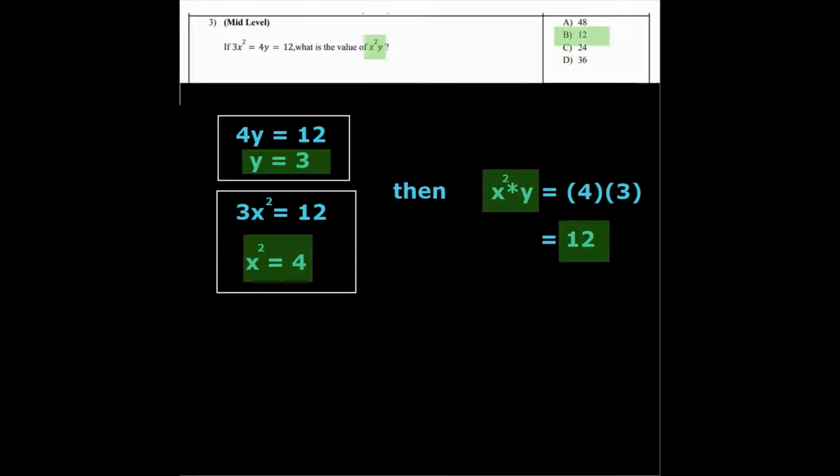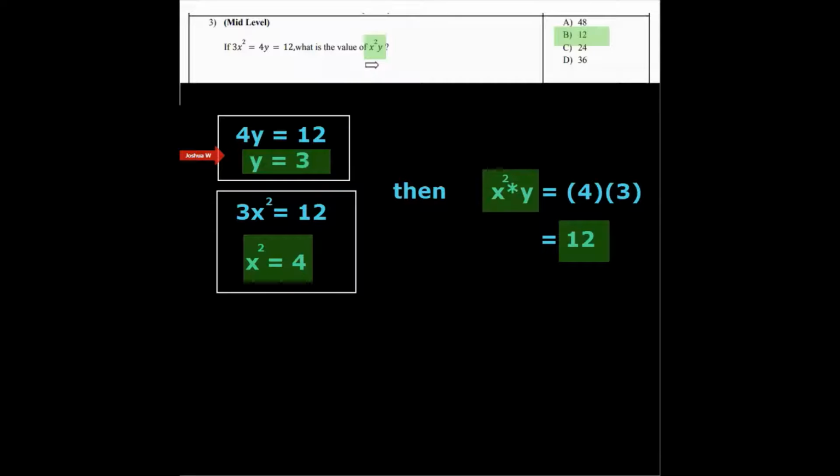Next question, if 3x squared equals 4y equals 12, what is the value of x squared y? Right, a little bit tricky use of the transitive property here. What we're going to do is we're going to solve for y first. So just looking at the, here, I'll turn on my pointer here. Just look at the 4y equals 12. Well, dividing by 4, we get the exact value of y for this relationship is 3.